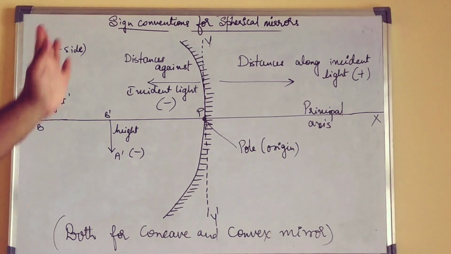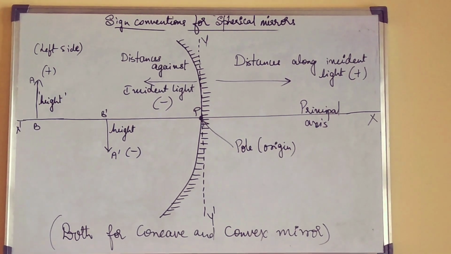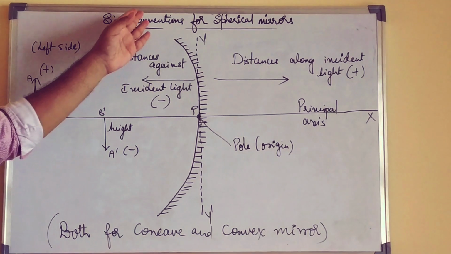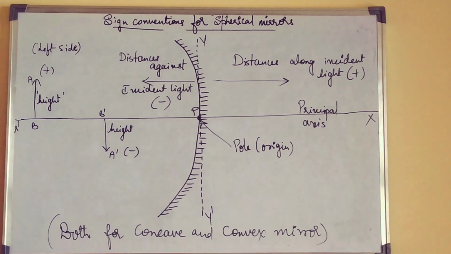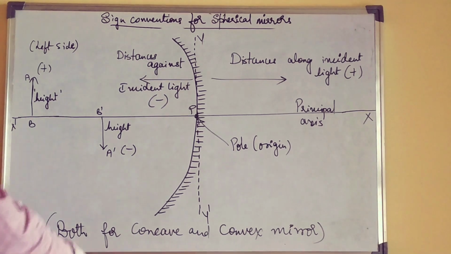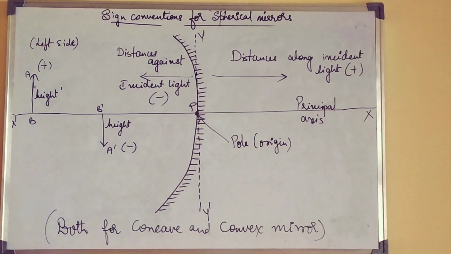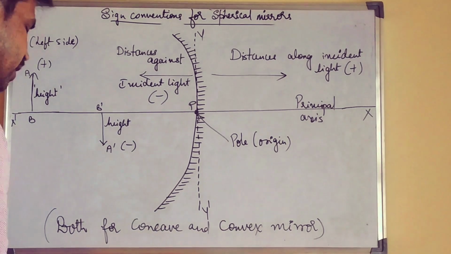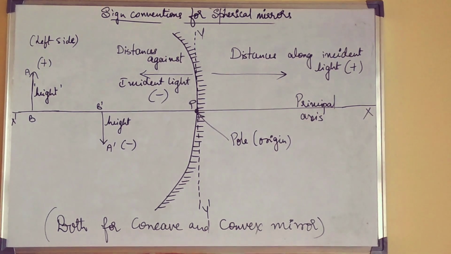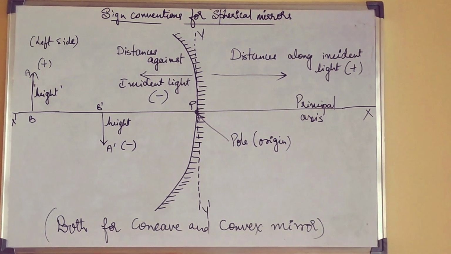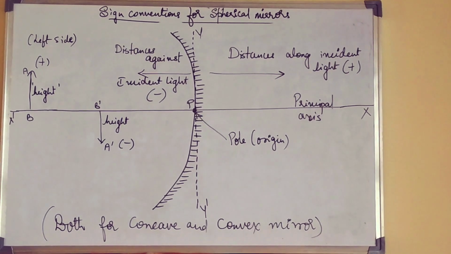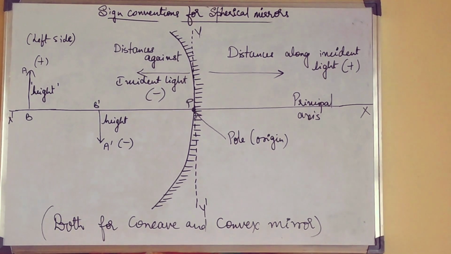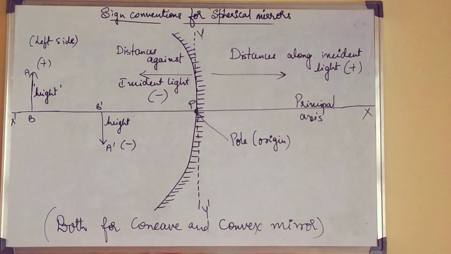So for that, this sign convention is very important. You can see here, for the explanation's sake, I have taken a concave mirror, and this sign convention holds good for both concave and convex mirrors. Now, you can see the principal axis is always on the x-axis.